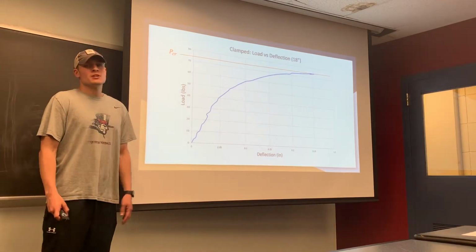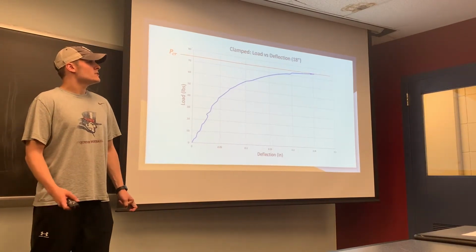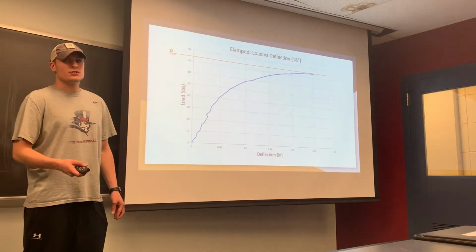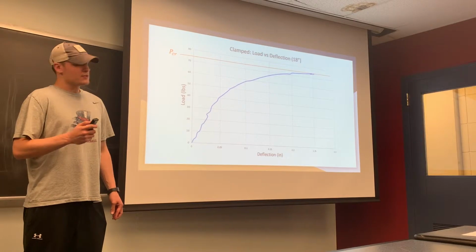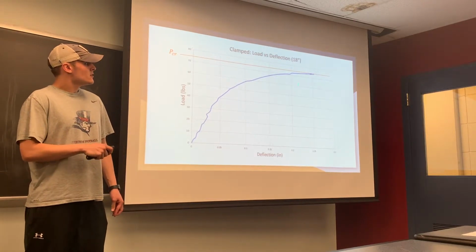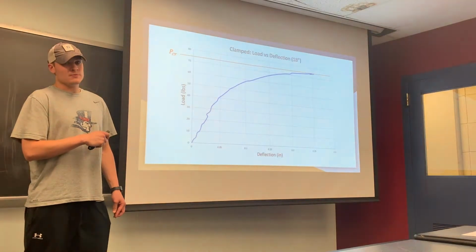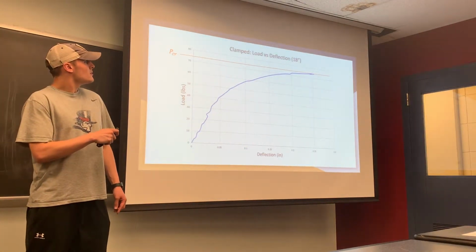So the first column we tested was the clamp boundary condition and the 18-inch length. So we plotted the load versus deflection data that we gathered during the testing. And you can see where the data begins to plateau is our experimental P critical value.